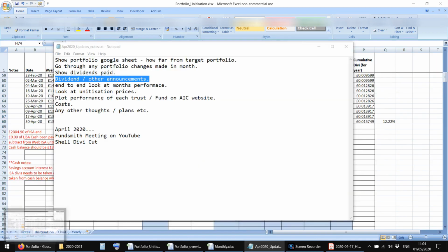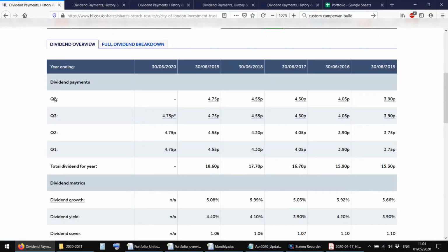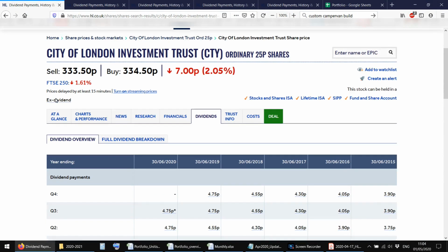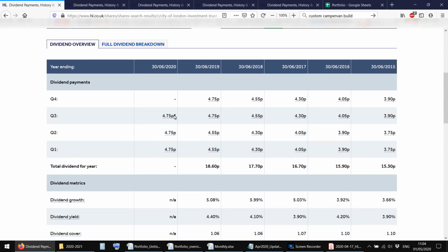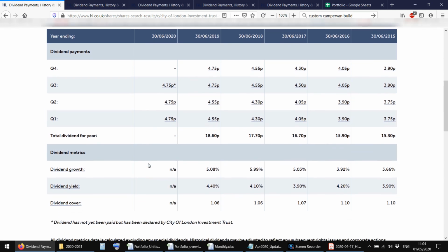£660.94. Dividend announcements. So for City of London, they announced this dividend to be paid on the 29th of May. As you can see, this would normally be the time of year where they bump it up a little bit. But obviously they're being cautious and just keeping it flat. To be honest, this dividend record they keep is about 50 odd years of raising it. It's measured in the financial year, so this number is what matters.